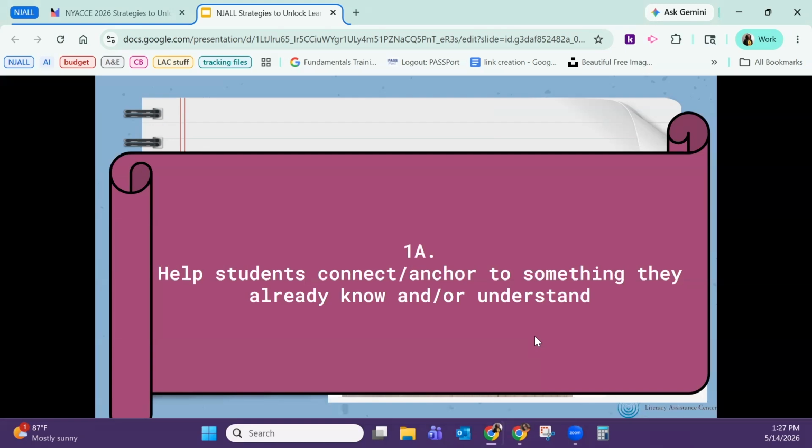So I'm going to pause right there to hear Glenda's question, and then I'm going to tell you about strategy 1A because it still is connected to our fraction talks.